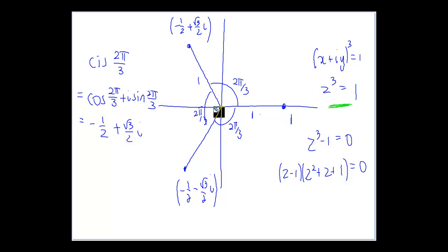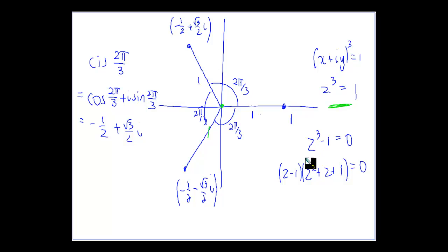But we can see that the 3 numbers we've got all have a modulus of 1, so the distance from the origin for all 3 is 1. And they're equally spaced around the circle at 2π/3, and that's not just luck. That's where we get those.